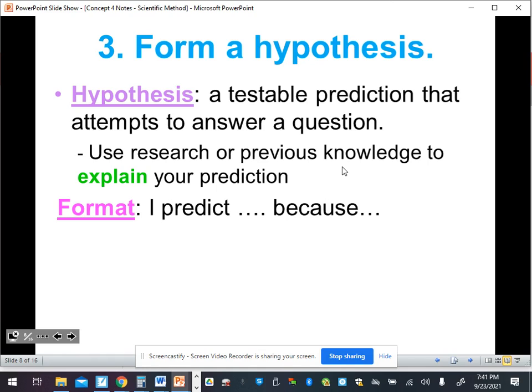All right. So it's one thing to make a prediction. I think this is going to happen. I believe this is going to happen. You can see you don't have to use the word predict, but I think it's fine. But you have to have that second part of it. So you have to tell me why. What is it that you know of that would help you come up with that hypothesis?